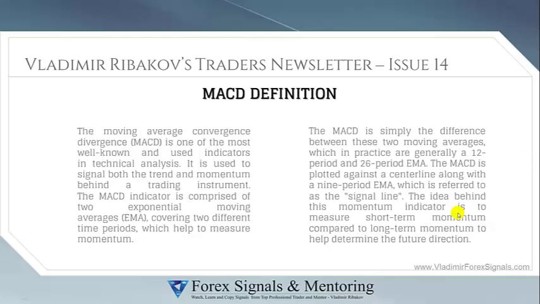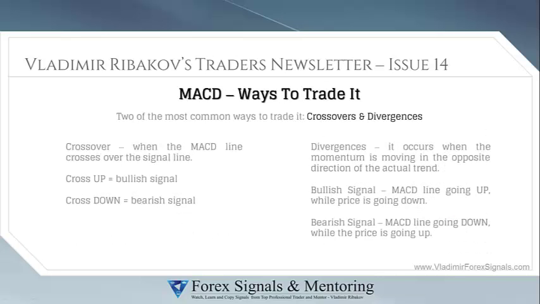The MACD is simply the difference between these two moving averages, which is originally a 12 period and 26 period EMA. The MACD is plotted against a center line along with the 9 period EMA, which is referred to as the signal line. The idea behind this momentum indicator is to measure short-term momentum compared to long-term momentum to help determine the future direction. That's basically all.